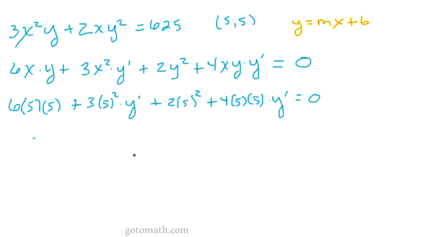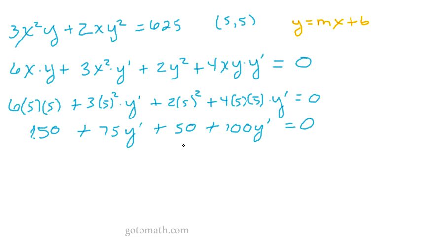Now we want to go ahead and solve for y prime. So this piece right here, 5 times 5 is 25, times 6 is going to be 150. This right here, 5 times 5 is 25, times 3 is 75 y prime. And then this piece here is 25, that's 50. That's 25 times 4 is 100 y prime. Set that equal to 0.